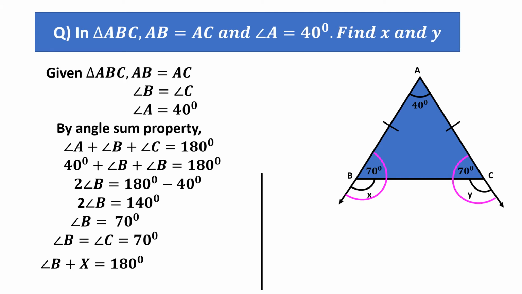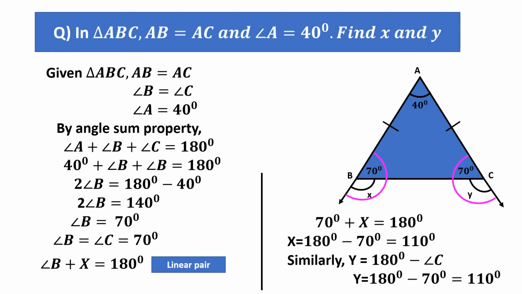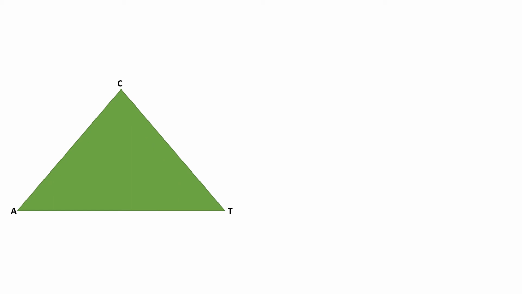So simplifying this, what are you going to get? x plus 70 degrees is equal to 180 degrees and the value of x will be 110 degrees. Since the value of x is 110 degrees, y also remains 110 degrees. Why? Because interior angle C is also equal to 70 degrees. So this is how we find x and y values both. A very important question, children. Practice this very well. Moving forward, what are you able to see?